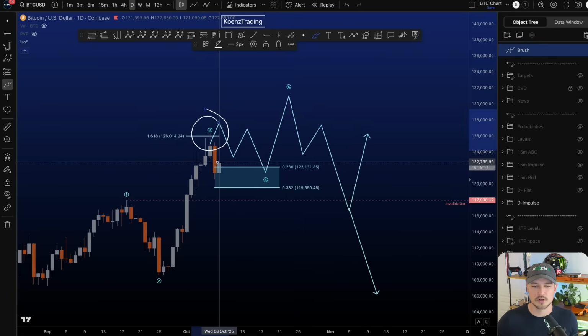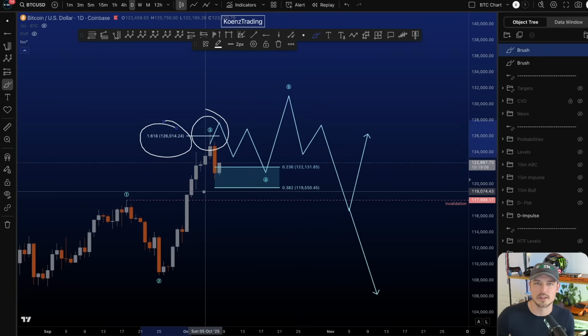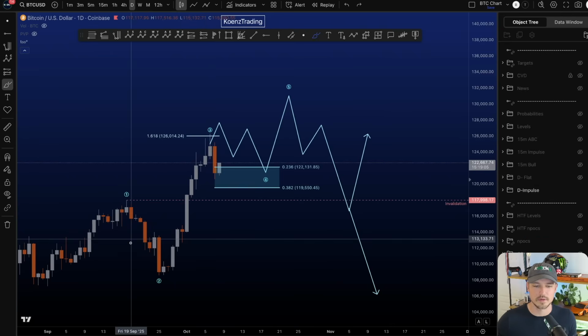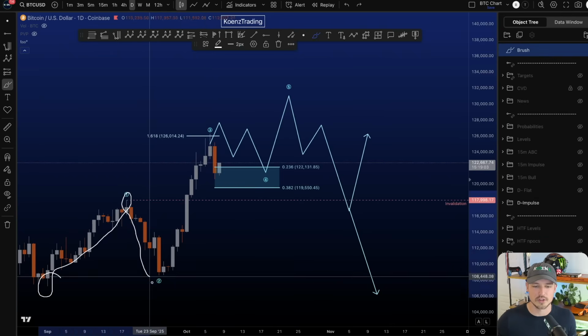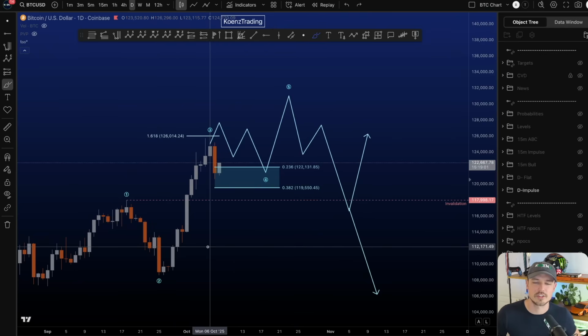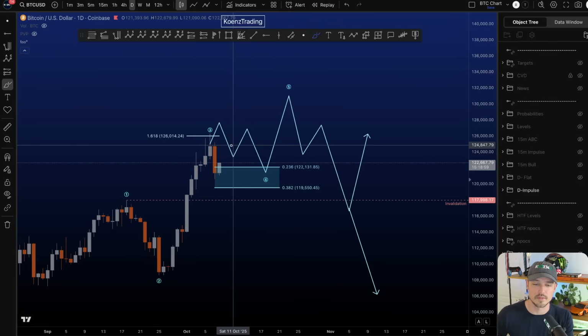Wave 3 is put on the current top here at 126k, which also is in line with the 1.618 trend-based fib extension taken from the start to the end of 1 to the end of 2, which is a common target for a wave 3.